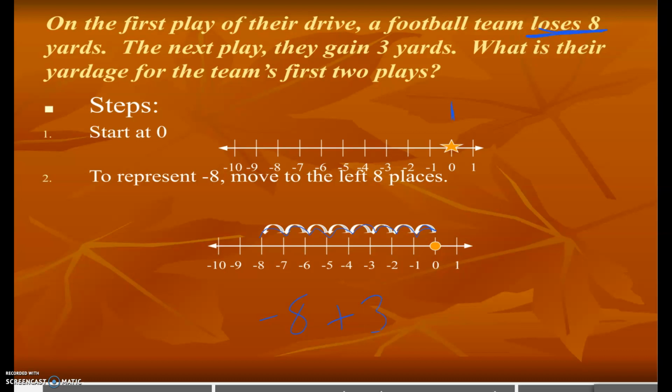But then they added +3 because they gained 3 afterwards. So when they added that 3, they're starting at the -8 because they've already lost 8. So they're starting here. And then they gain 3. 1, 2, 3. I like to use straight lines a lot for these. 1, 2, 3. Where did they end up? At -5. They lost 8, gained 3. They ended up at -5.